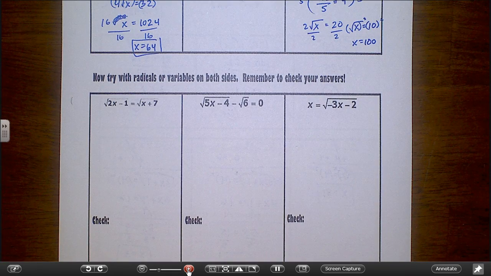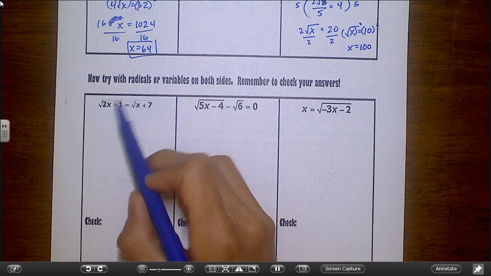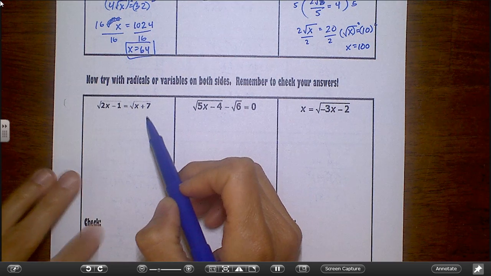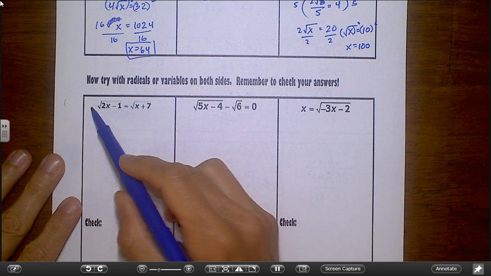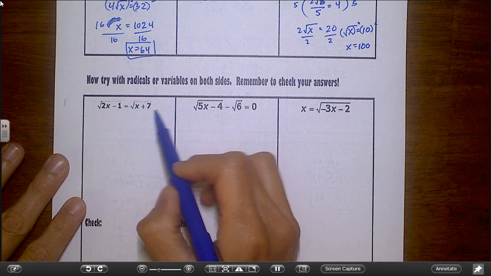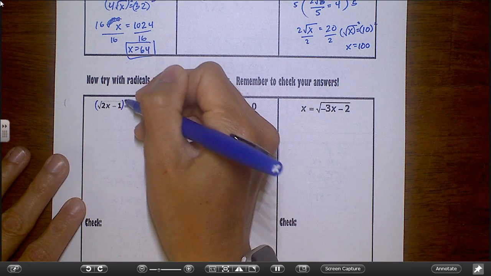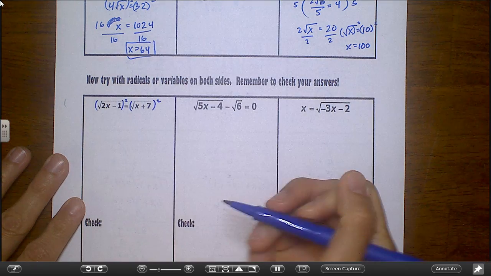Okay, so there may or may not be any of these on your Delta Math. I don't remember if we put ones with two solutions on it or radicals on both sides, but just in case, let's do this. So I have rad 2x minus 1 equals rad x plus 7. So I don't have anything on either side of the radicals. Like there's nothing being multiplied here or adding at the end or whatever. So I have my radicals isolated, so there's nothing stopping me from just squaring both sides here.